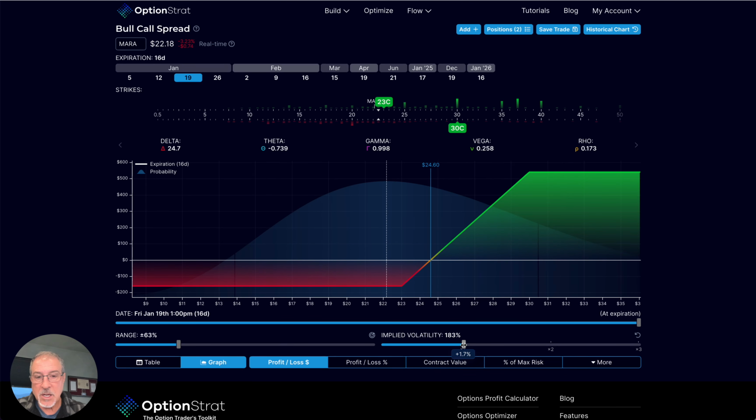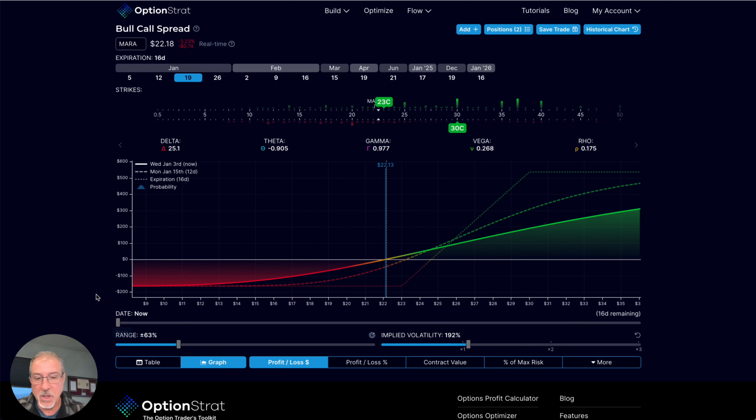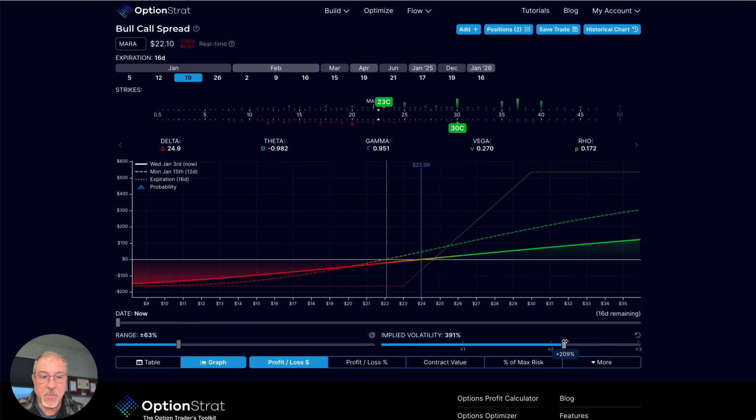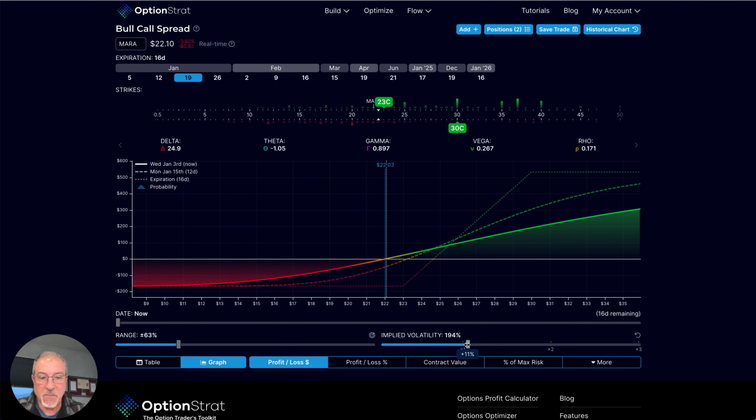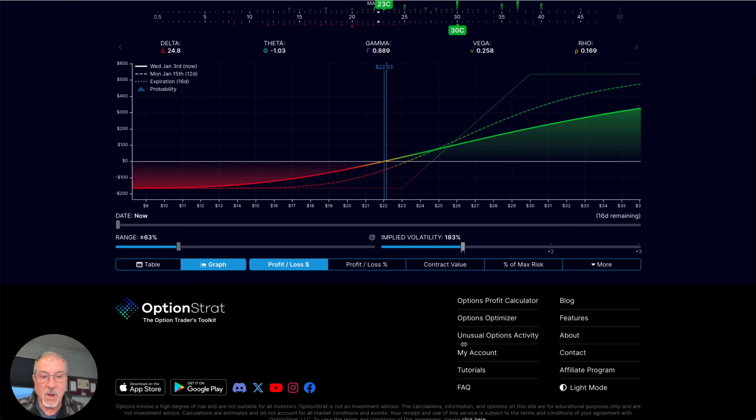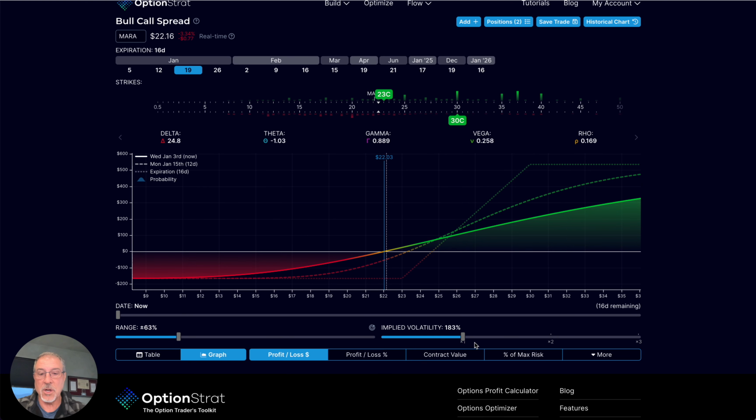Now, volatility might be another area that could impact this. I really don't think that's going to be a huge factor here, but if the volatility were to drop on this, again, because of the nature of this position, volatility is not going to have much impact. But I can come in here and take a look at that easily as well and see, well, if implied volatility were to change on this, what's that going to do to my position?